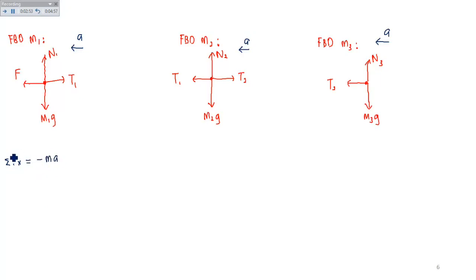So kita resolve into X component. So kita tengok what are forces acting in X component. Kalau tengok untuk free body diagram yang pertama, kita ada T1. Kita ada T1 minus F equals negative MA. Okay, T1 minus F, given to you is 1000, equals negative 3A. Okay, so we rearrange this equation, so we will get T1 equals 1000 minus 3A. Okay, so this is our first equation.